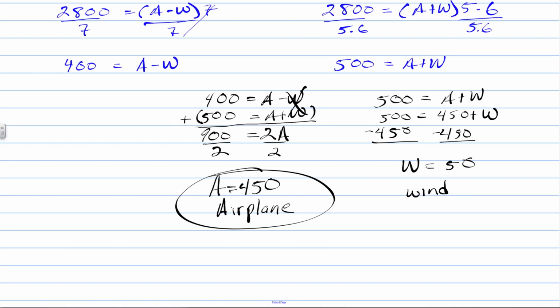Final answer, the airplane's average airspeed is 450 miles per hour, and the average wind speed was 50 miles per hour.